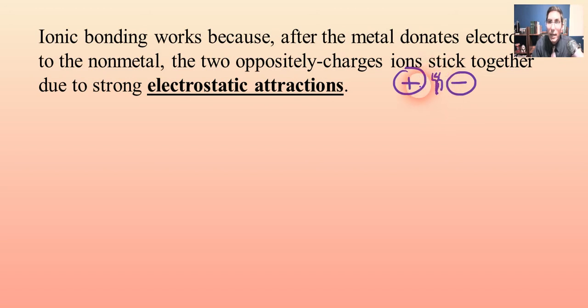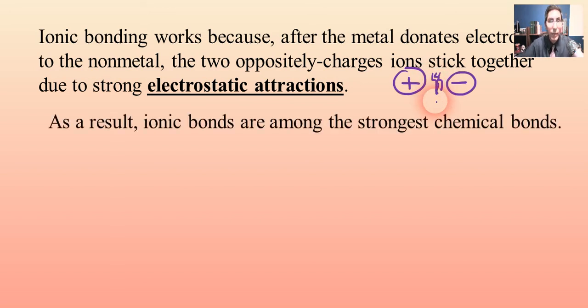So when we say electrostatic attractions, that's what we're talking about. It's these opposite charges that are attracting. That's what we're talking about when we say electrostatic attractions. Now, as a result, ionic bonds are just about the strongest chemical bonds that you can have.